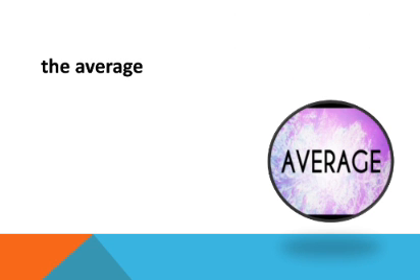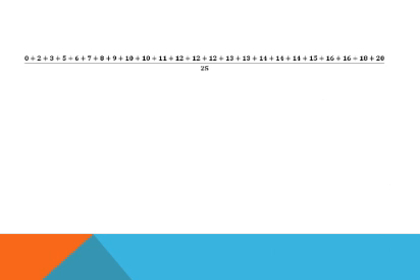The average: 0 plus 2 plus 3 plus 5 plus 6 plus 7 plus 8 plus 9 plus 10 plus 10 plus 11 plus 12 plus 12 plus 12 plus 13 plus 13 plus 14 plus 14 plus 14 plus 15 plus 16 plus 18 plus 20 on 25 equals 248 on 25 equals 9.92.